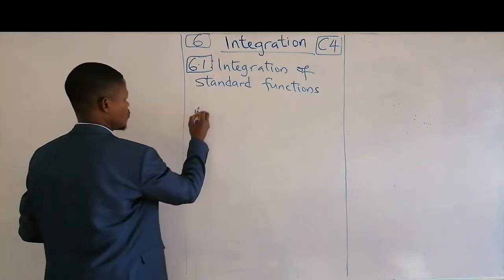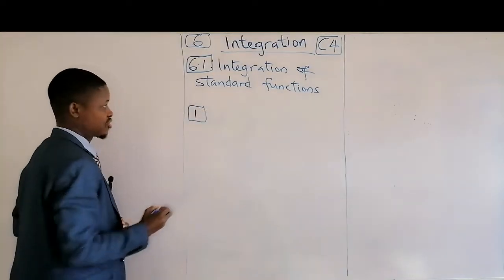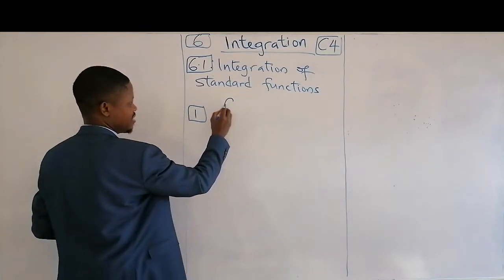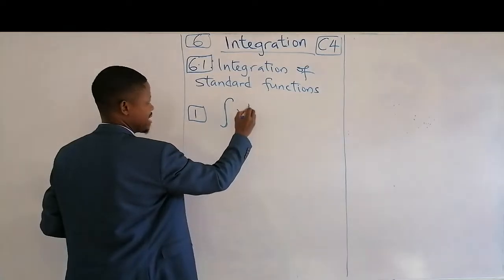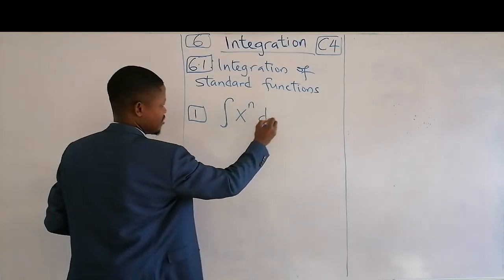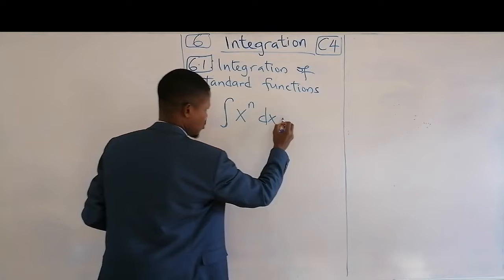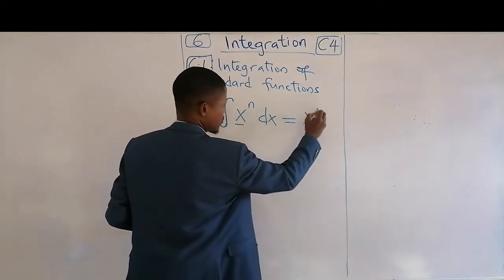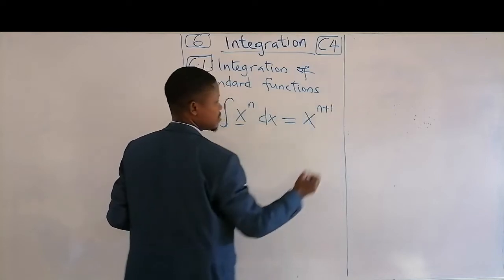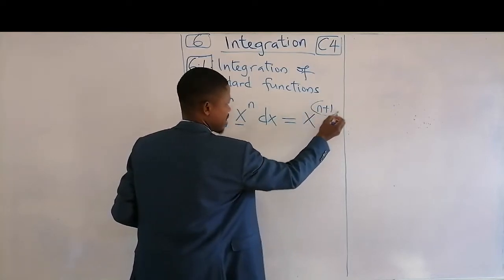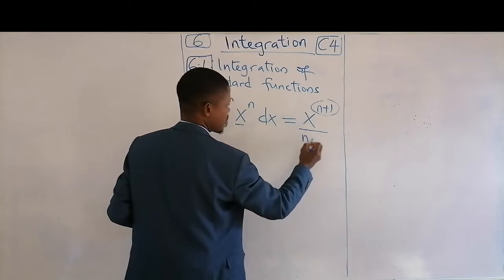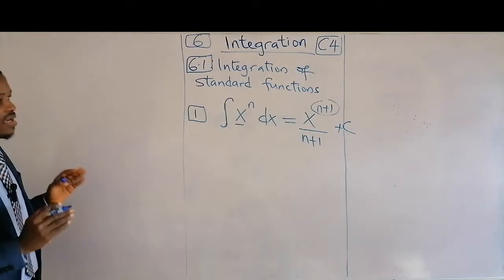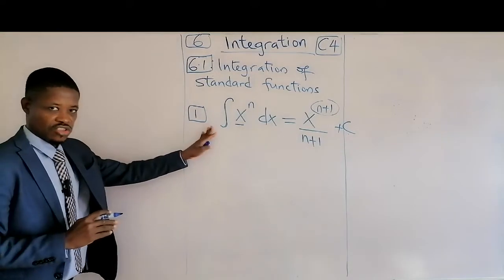The first one, which is the general equation for integration, is this: the integral of x to the power n dx will be equal to, you take the function, then plus 1, and whatever you have here as a power, over n plus 1, plus c. So this is the general table for integration.